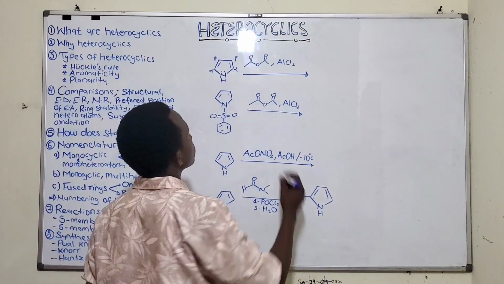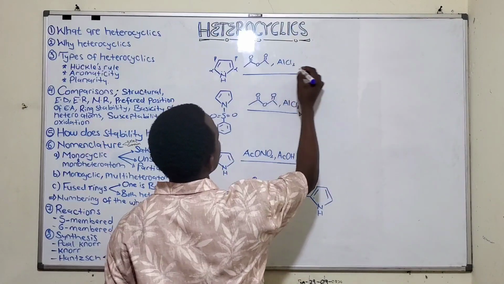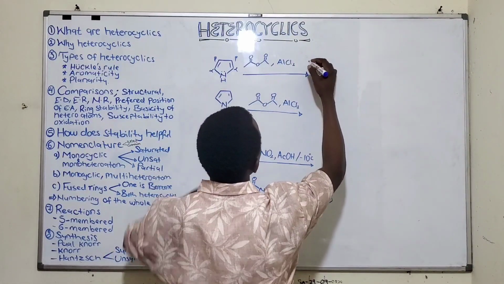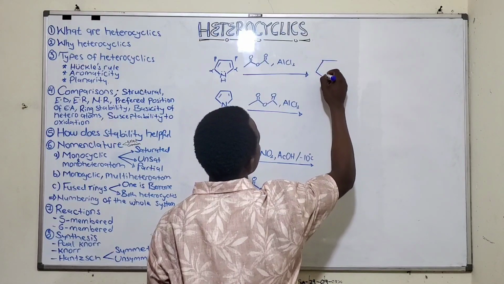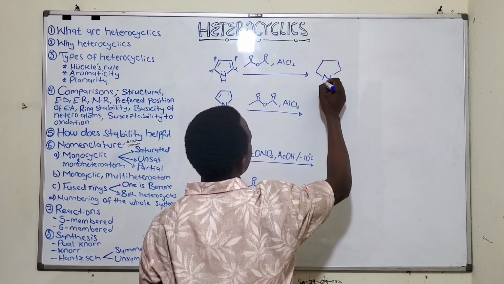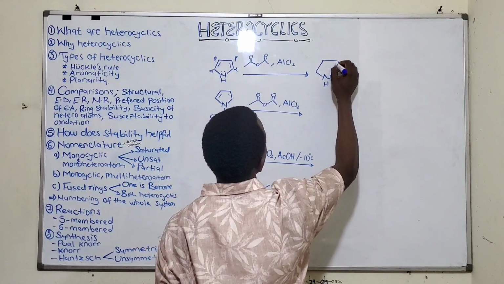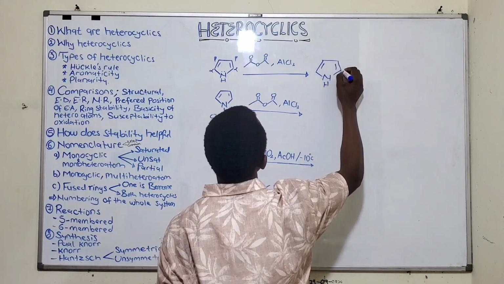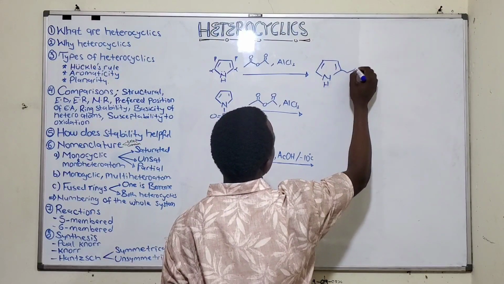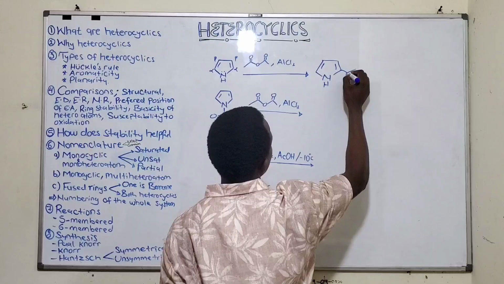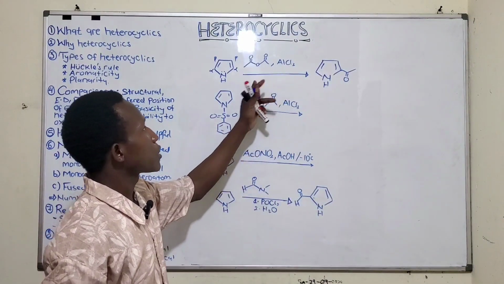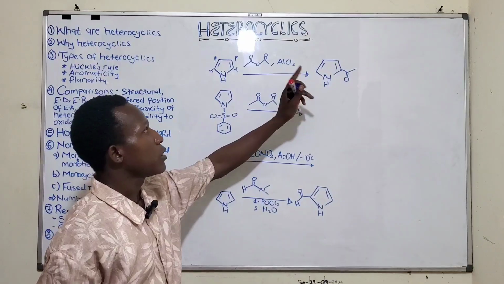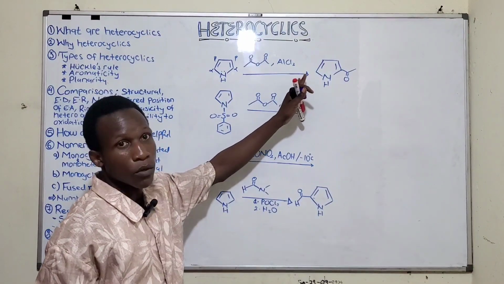So this reaction of pyrrole with acetyl anhydride with ammonium chloride, we shall form this as a major product. We shall form this as a major product. We saw from the resonance structures that this one is more stable, forms a more stable cation.